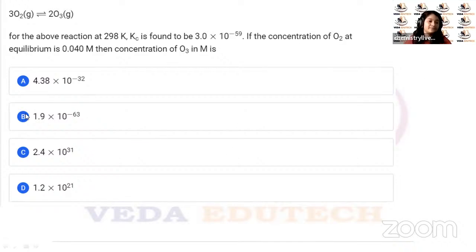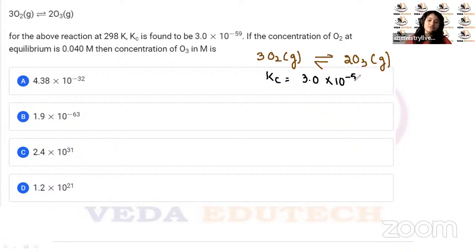Okay, children. Time up. Let's see what's given in the question. We have been given an equation: 3O2 is in equilibrium with 2O3, both in gaseous state. For the above reaction at 298 Kelvin, Kc is found to be 3.0 into 10 to the power minus 59.